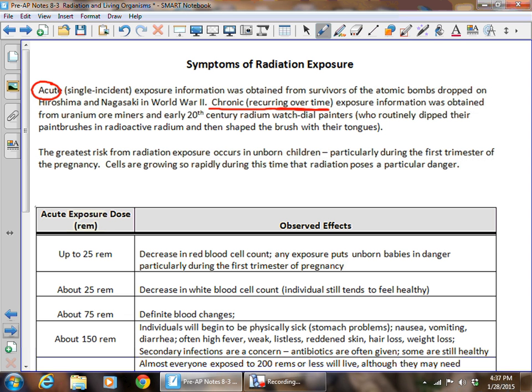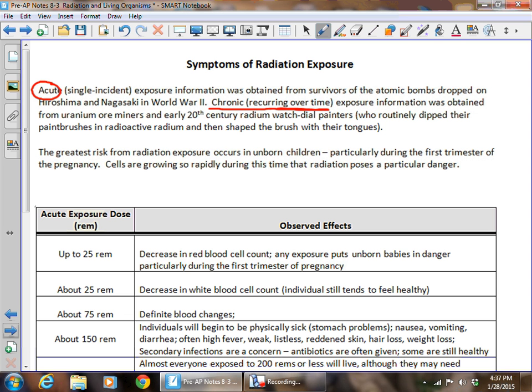And this was kind of interesting. They would routinely dip their paintbrushes in radioactive radium and then shape the brush with their tongue so they could write with really fine lines on the radium watch dials. And evidently it was pretty cool to have a radium watch dial painter come to your party for Halloween or whatever, because they would paint their teeth with the radium paint so their teeth would glow in the dark, which was way cool back then. Not so cool later as they kept having that chronic exposure.